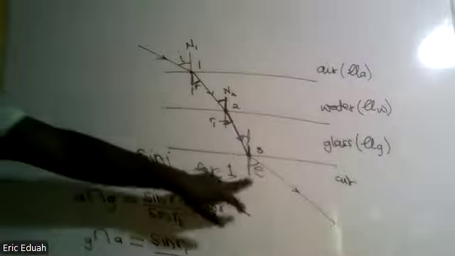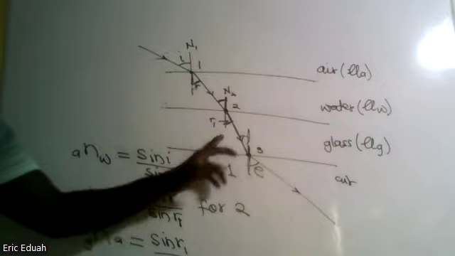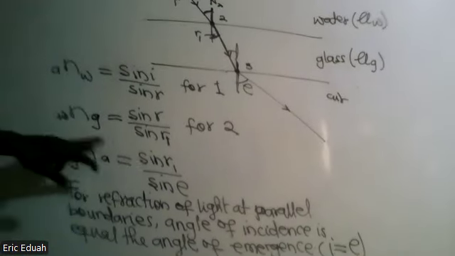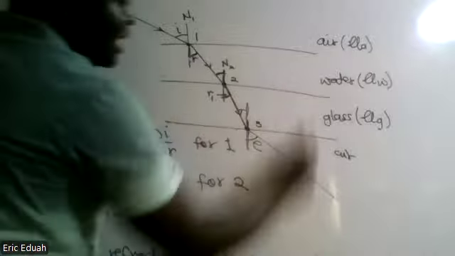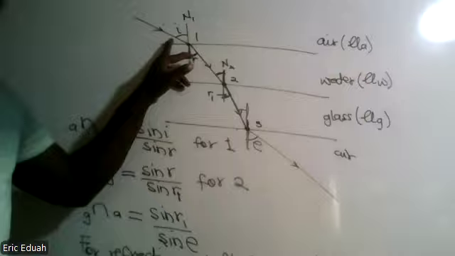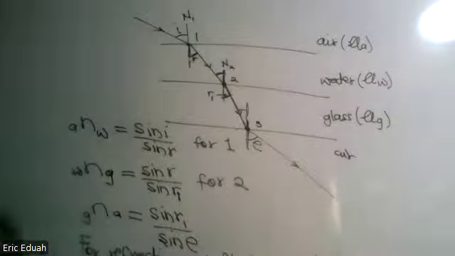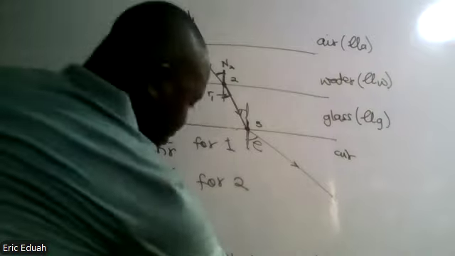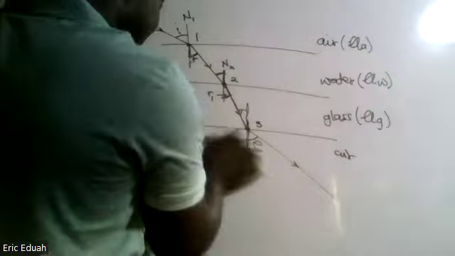Then the refractive index of air with respect to glass is reversed, or from glass to air, this is equal to sine R1 over sine E. Now, for the fact that the boundaries separating these three materials are parallel, we expect the angle of incidence I to be equal to the angle of emergence E. If this is the case, then let's determine the product of all the refractive indices at the boundary and see what will happen. That is the concept we are actually testing.